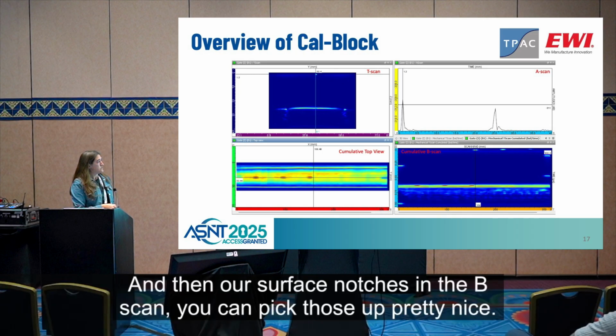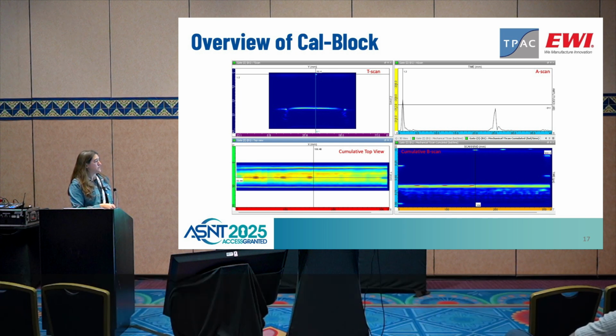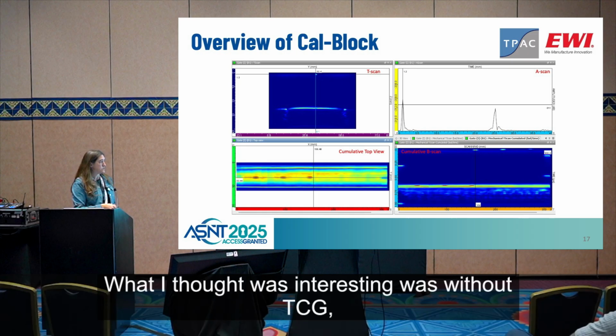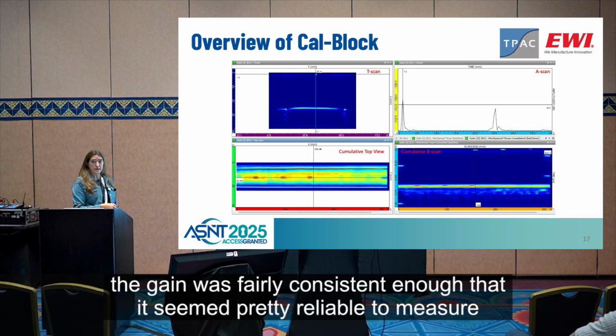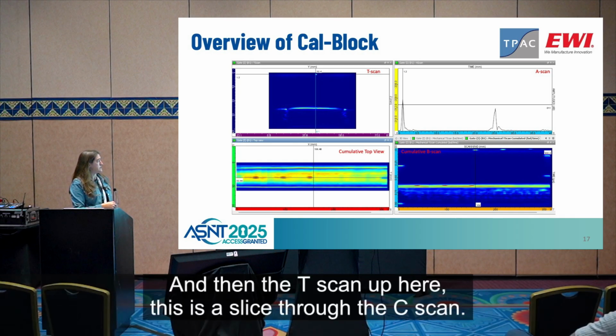And then our surface notches in the B-scan, you can pick those up pretty nice. We can measure the length of those. And our side drilled holes coming in. What I thought was interesting was without TCG, the gain was fairly consistent enough that it seemed pretty reliable to measure those defects. And then the T-scan up here, this is a slice through the C-scan.